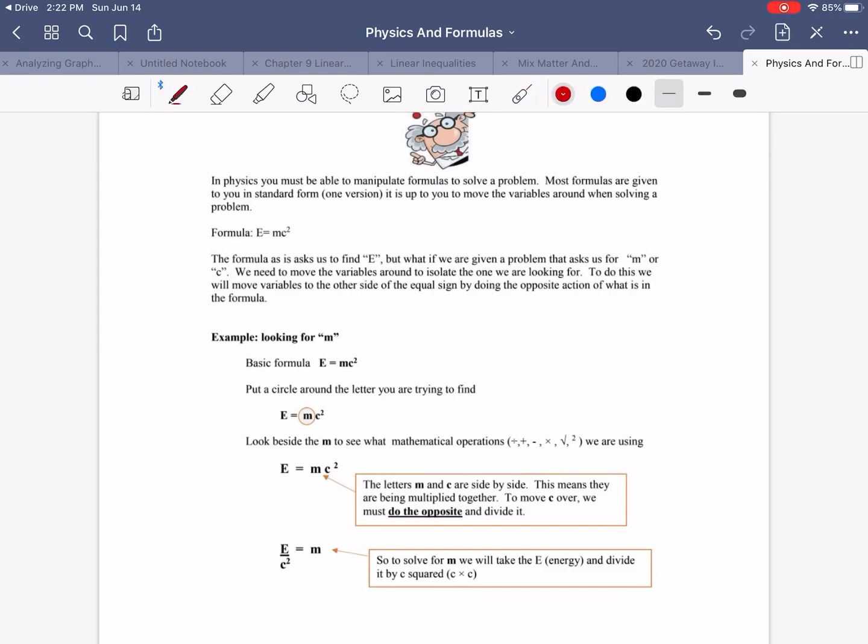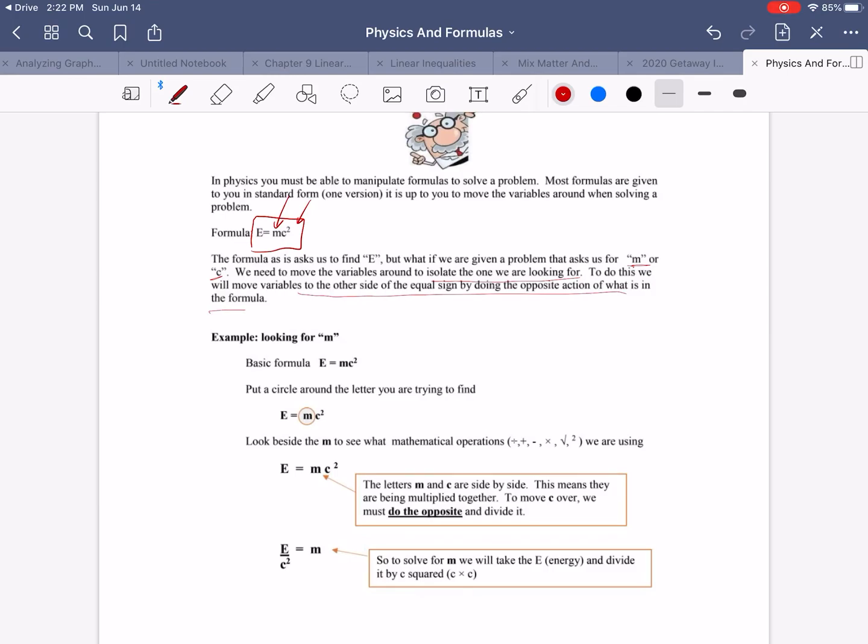So here's a problem that they have. They have a formula and it's E equals mc squared. So that's an Einstein formula if you've ever seen that before. It says the formula asks us to find E, but what if we're given a problem that asks us for M or for C? So sometimes, guys, you're going to need to be finding these variables. We've done this in math before. We need to move the variables around to isolate the one that we're looking for. To do this, we'll move the variables to the other side of the equal sign by doing the opposite.